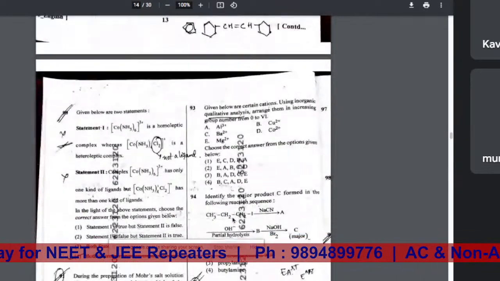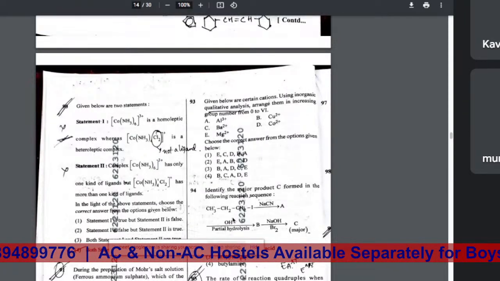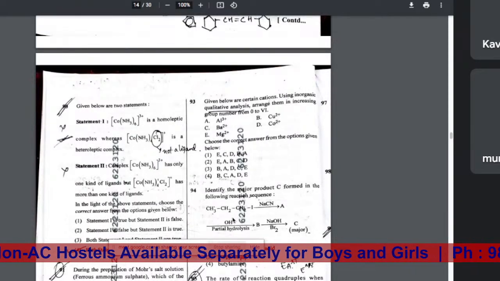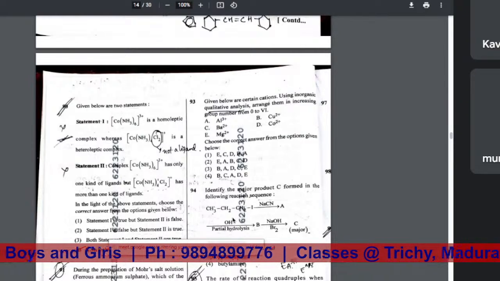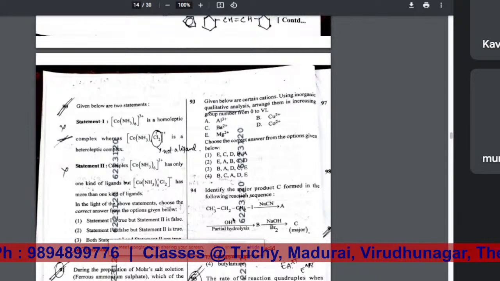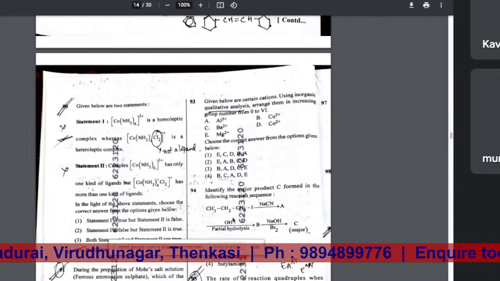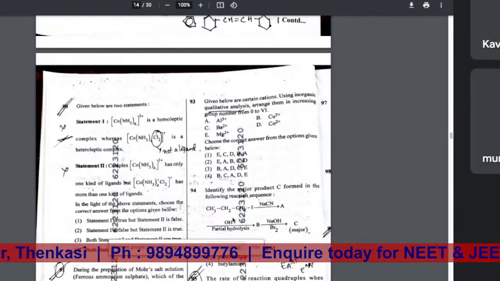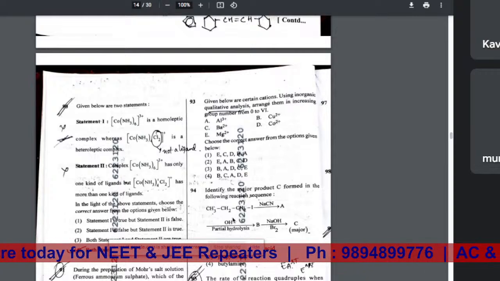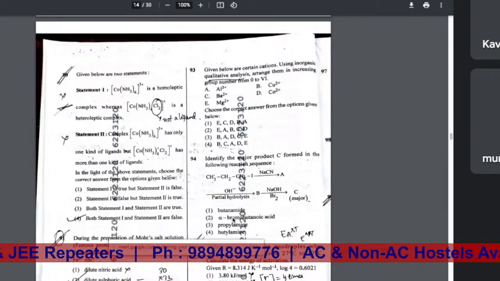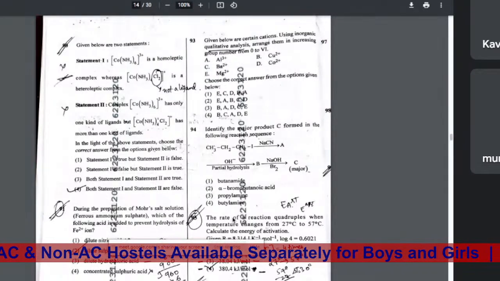Now, question number 90. Given below are two statements. [Co(NH3)6]3+ is a homoleptic complex, whereas [Co(NH3)4Cl2]+ is heteroleptic. What are homoleptic complexes? Those complexes in which there is only one kind of ligand. What are heteroleptic? There is more than one kind of ligand. So in the first complex [Co(NH3)6] has only one kind of ligand, but [Co(NH3)4Cl2] has more than one kind of ligand. That is why the first is homoleptic and the second is heteroleptic. So the correct answer is that both statement first and statement second are true. The third option.